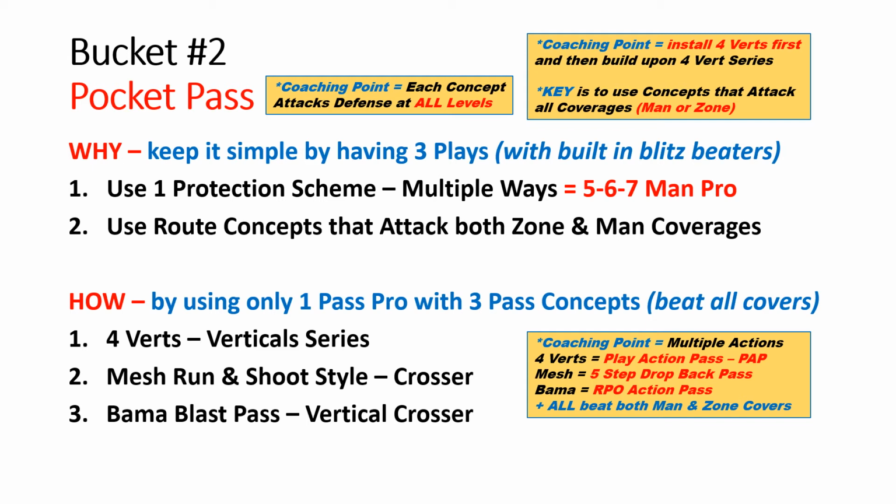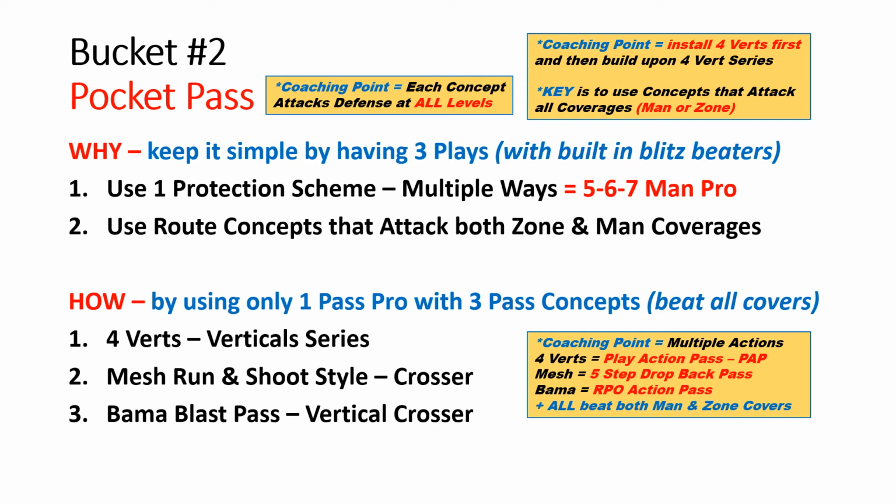So 4 verts, it's classic vertical series. It's a play action pass also accomplishes with it at the same time. So we chunk things together. Our mesh pass is a run and shoot style where we get our great crossers. Now we're going to go ahead and go horizontal, but we use our 5-step drop back here. And again, we can use 5 or 6-man pass protection here.